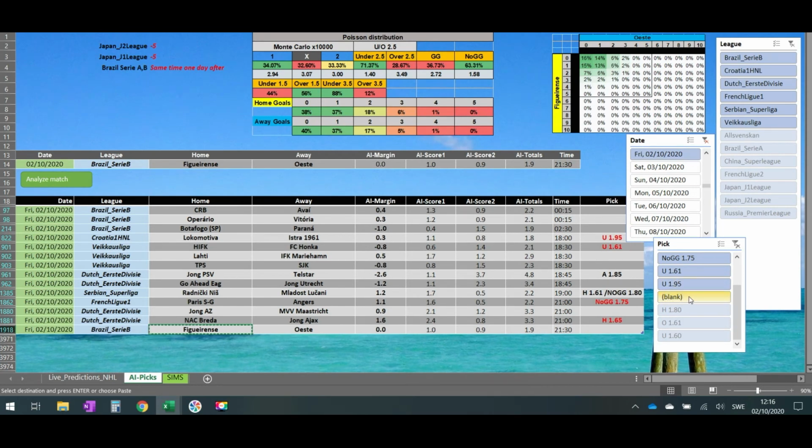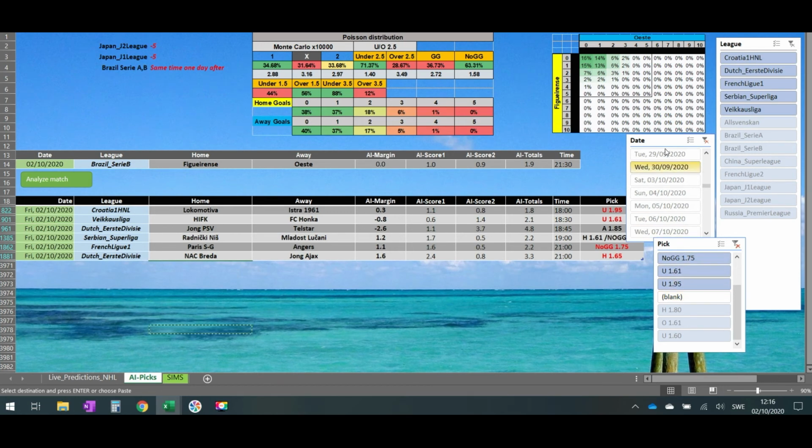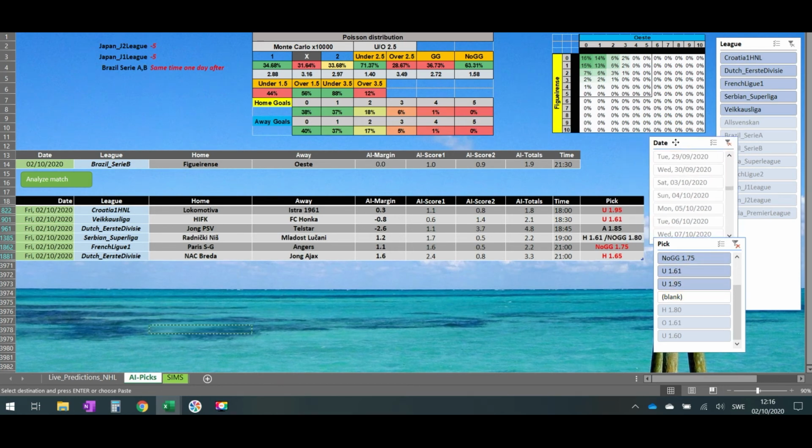If we filter out the blanks, those are the picks that we made for today. So we have 2 bets at 6 o'clock, 6 and 6:30. Then 2 more bets, 2 matches. So this will be 1 bet. This will be another bet at around the same time. And then depending on if we lose a bet, we're gonna have this one as a bet.